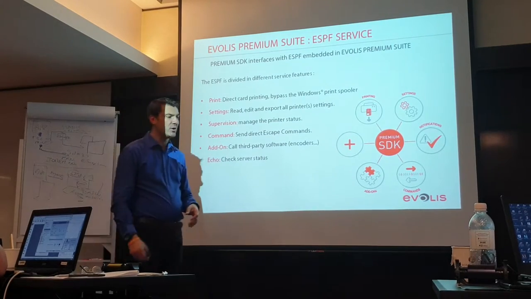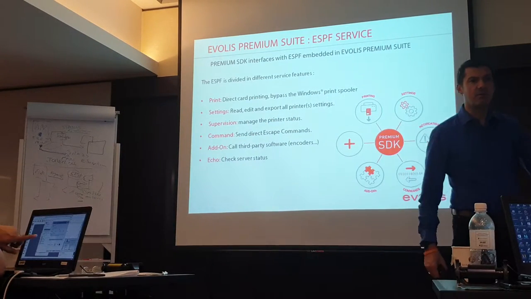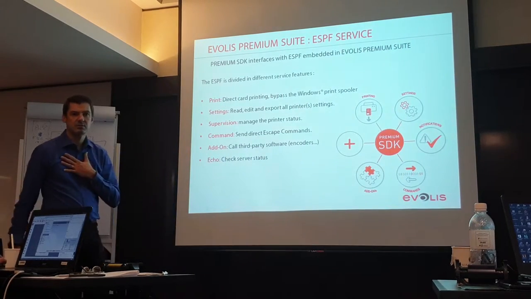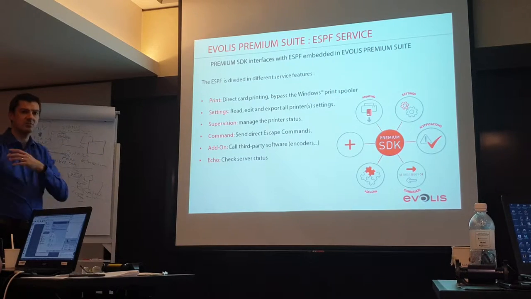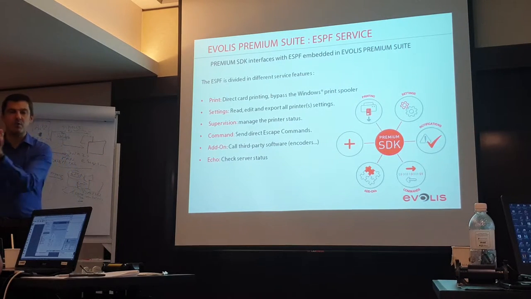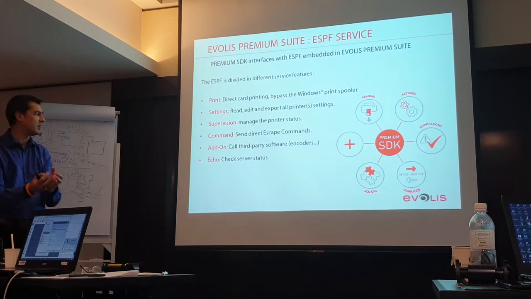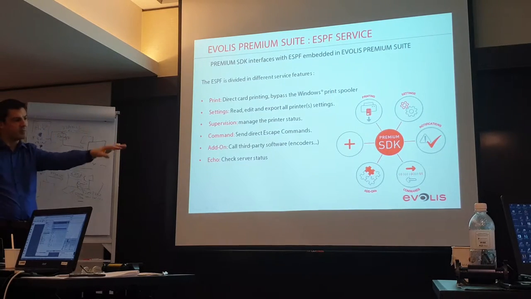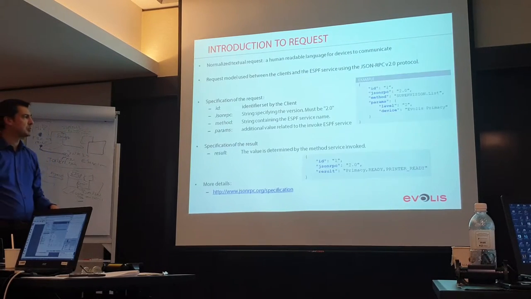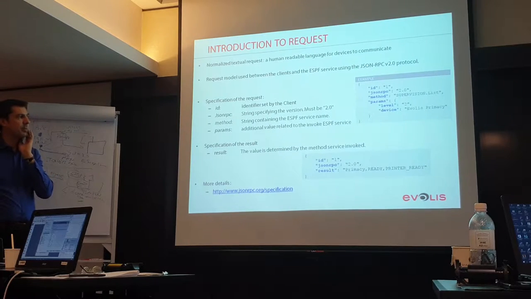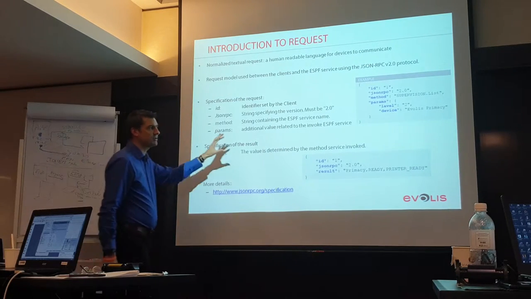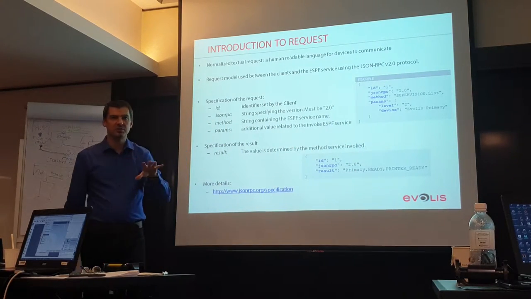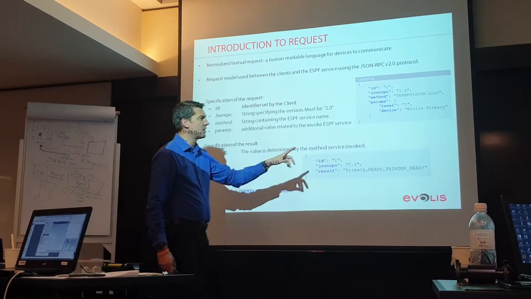Add-on is to call another additional program. You have to remember that if I have some encoding system, it is not in our SDK. So you need to integrate it in the SDK, so perhaps another programmer has developed a program just to perform that. In this case, you will call this program. And echo is just to see if my system is available. A request is based on that. That is JSON. JSON is a specific language, so we have a specific structure. I will not go into the structure. The goal is not here. Just to show you that you are able to read.